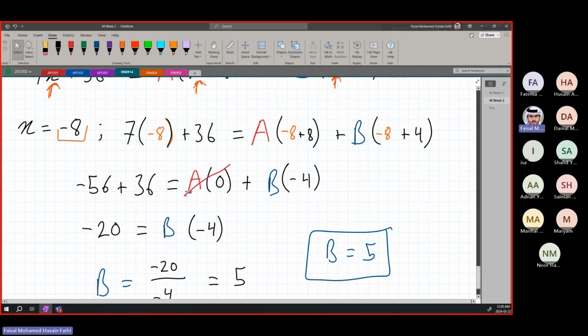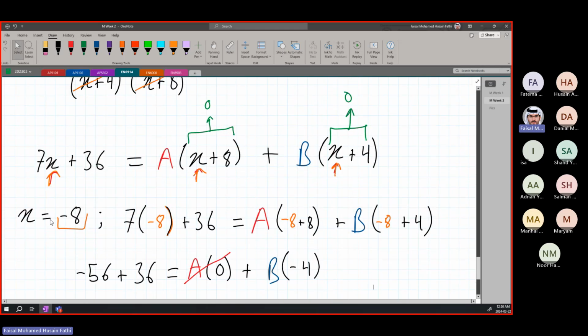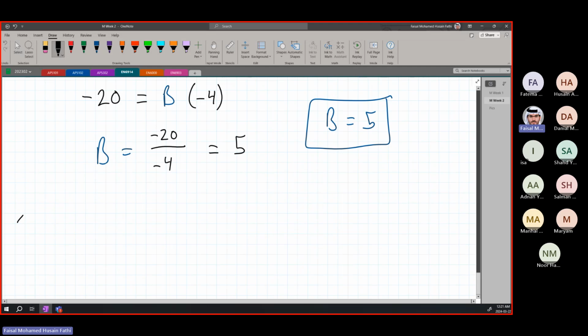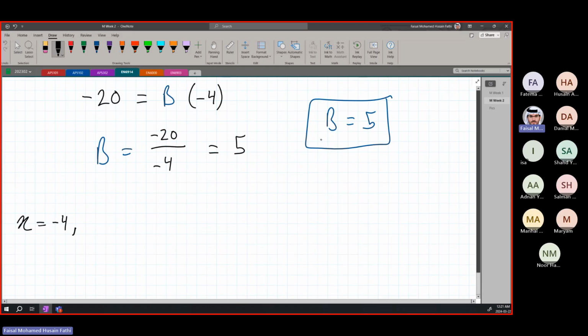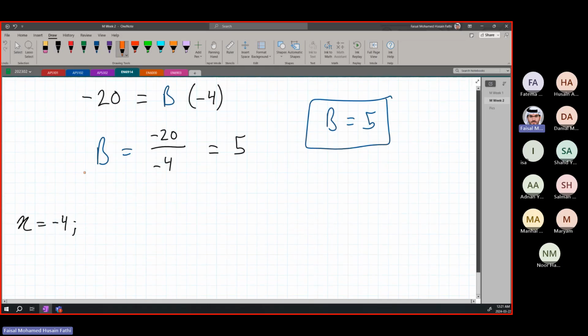Okay. Now we are going to do the exact same thing for B. We are going to find the value for X that will cancel out B, so we can find A when we are solving. So we will take X to be equal to minus 4, because minus 4 plus 4 here will cancel out the B value. And then we will just substitute in this equation again. So we're going to substitute this minus 4 into the equation again.